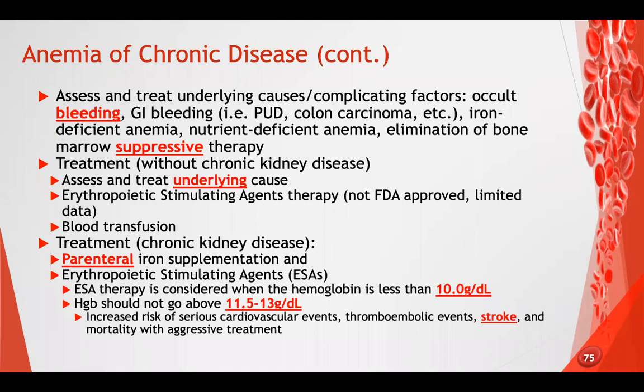ESA therapy is considered when the hemoglobin is less than 10 grams per deciliter, but the hemoglobin should not go above 11.5 to 13 grams per deciliter, because there is an increased risk for cardiovascular events, thromboembolic events, stroke, and mortality with aggressive treatment. So when individuals have anemia of chronic disease due to kidney disease, we want to make sure that the therapy is not so aggressive, because once that hemoglobin gets too high, there's that increased risk for cardiovascular events.